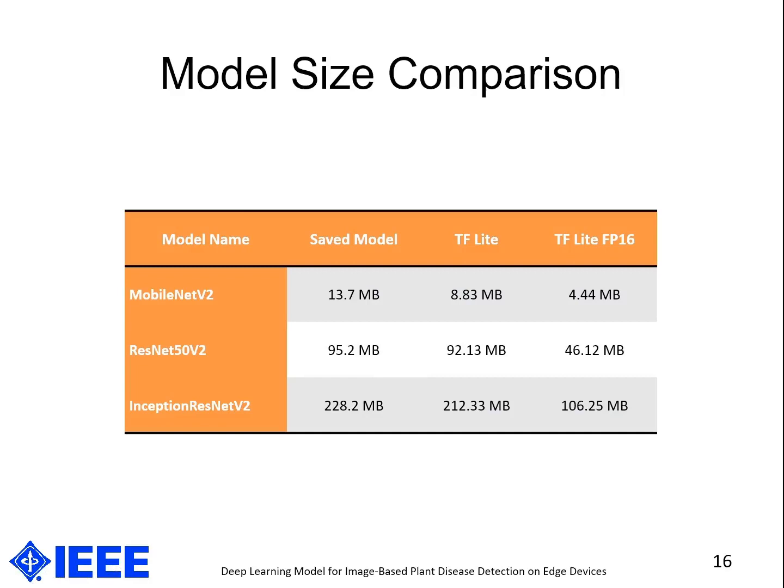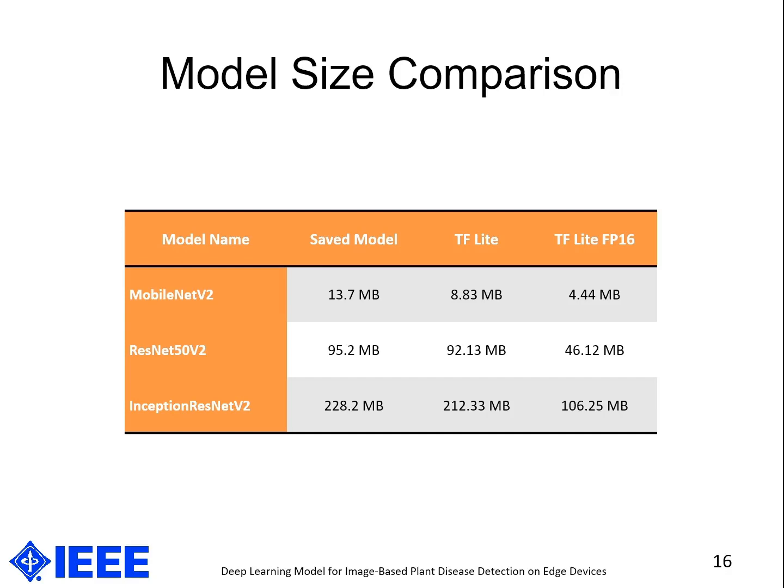Model size comparison, as we know, is very important because we are going to ship the model with our app. So we need a very lightweight model which gives very high accuracy. And from our analysis, we got to know that MobileNet V2, Inception ResNet V2 gave the higher accuracies. When we do the model size comparison, MobileNet V2 is only 13.7 MB, whereas the TF Lite version of MobileNet V2 is only 8.83 MB, which is very lightweight and can be shipped with the app, and it will serve as an offline model when there is very low internet connectivity.